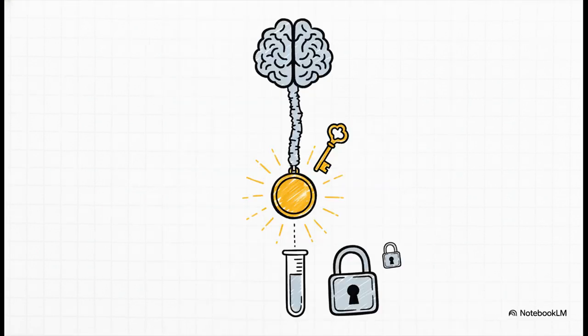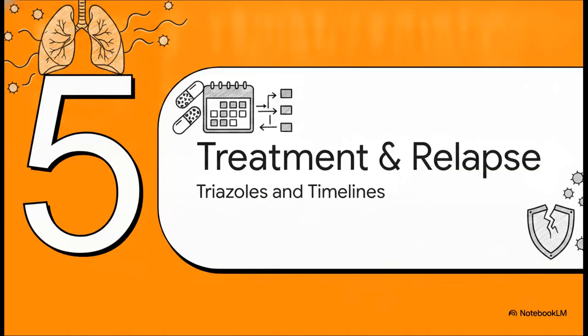But to definitively, absolutely prove it, you need the gold standard. Finding that CF antibody directly inside the CSF is the single most specific diagnostic test for coccidioidal meningitis. If you see that finding on your exam, the diagnosis is totally locked in. No question. Section 5, Targeted Treatment and Relapse, Triazoles and Timelines.